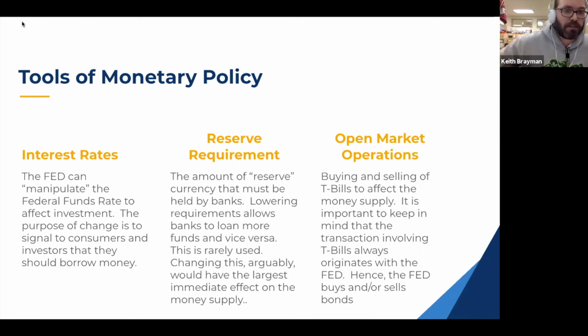So monetary policy breaks down into 3 policies that can be handed out by the Fed: interest rates, reserve requirements, and open market operations. And interestingly enough, just in the past couple of months, these have been used more so than they have in the last decade combined. So it's a really exciting time to be reading the news and talking about what's really going on with the Fed and monetary policy.